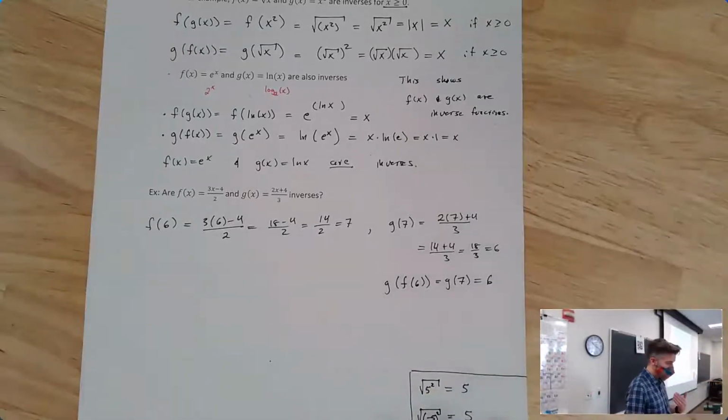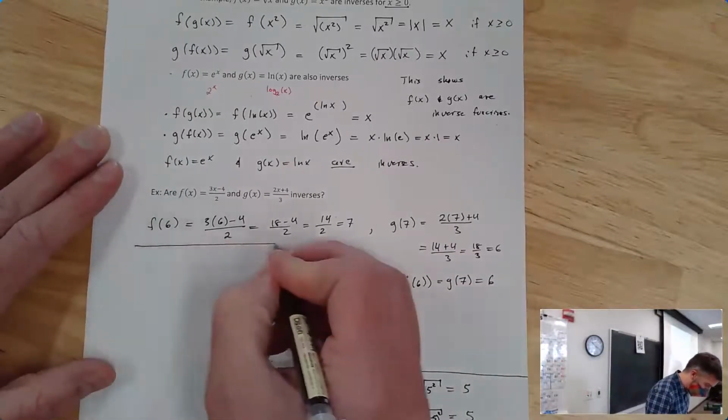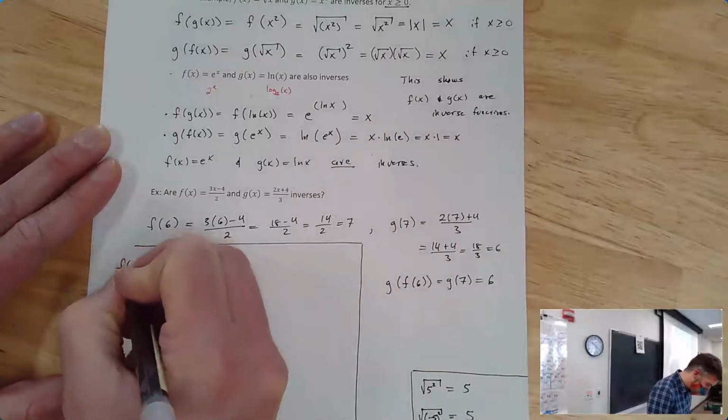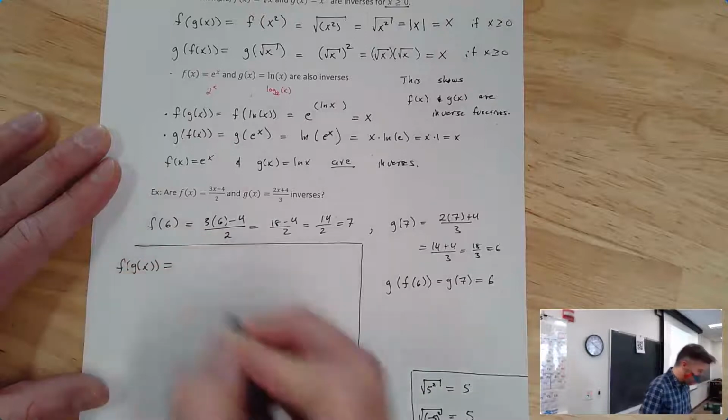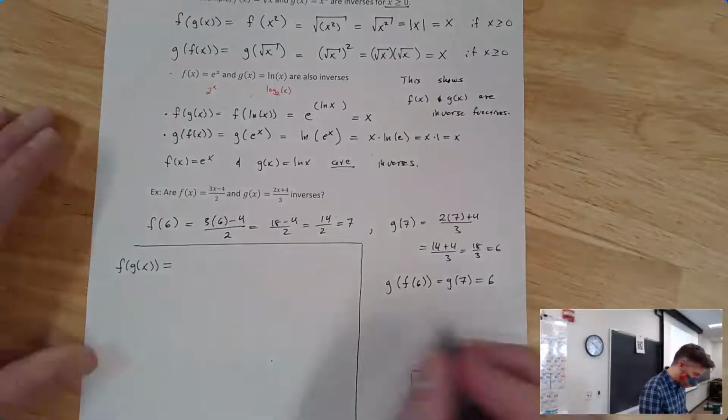I want to stress here, that's not enough work to prove that these functions are inverses. It's good evidence that they're inverses, but to show that they're actually inverses, you have to show it's true for any x, not just for one particular value of x. So the way we actually show they're inverses is we're going to show that f of g of x is equal to x, and vice versa, that g of f of x is also equal to x.